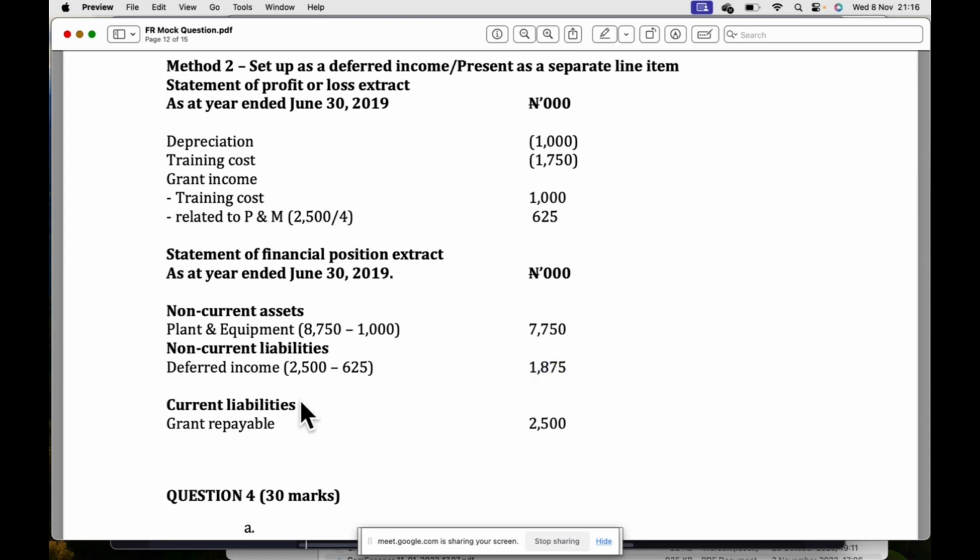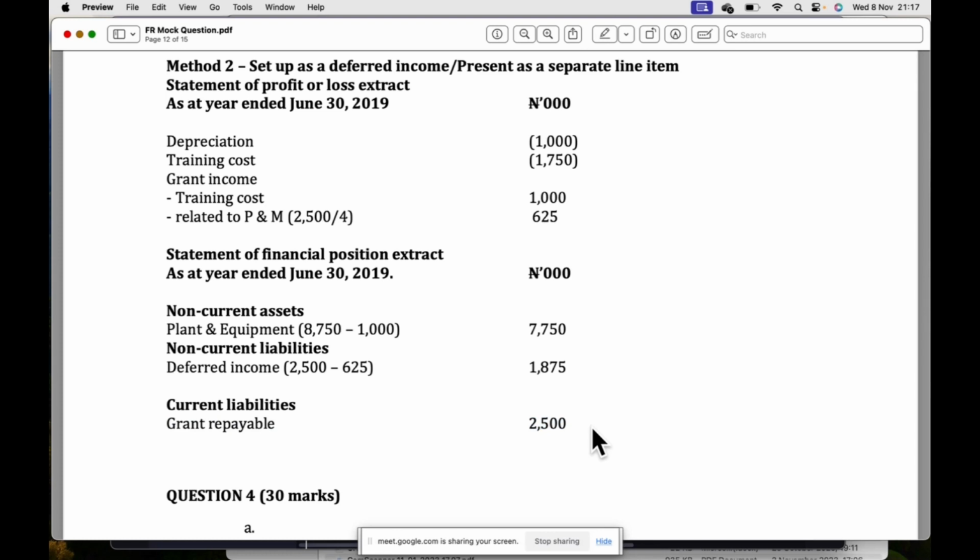That gives me 2,000. Then don't forget the note 3, the grant where the company did not meet the condition. That will still come in here also as a liability. So grant repayable, 2,500.